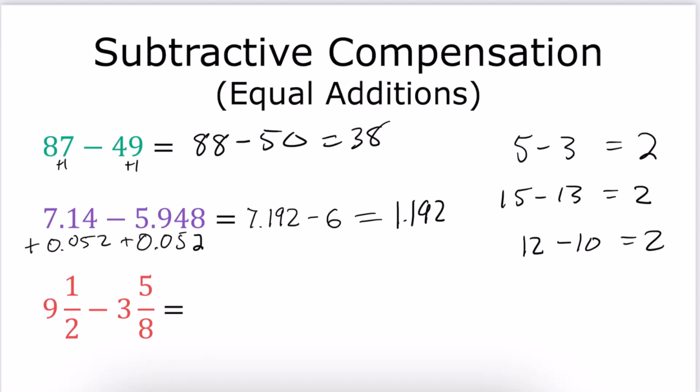And for fractions, you could do something similar where you could say, okay, I want to add 3/8 to both sides. And 1/2 is a really easy number to add with, especially if the denominator of the other number is even. And so you'd say, well, 1/2 is 4/8. So if I add 3/8, that's going to be 9 and 7/8 minus, if I have 3 and 5/8 plus 3/8, that's going to be 3 and 8/8, which is the number 4. And so I get 9 and 7/8 minus 4, which will be 5 and 7/8. And so that's how subtractive compensation works.